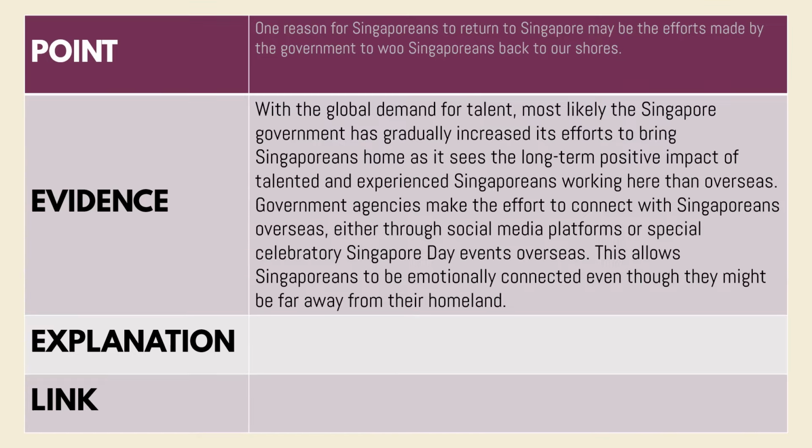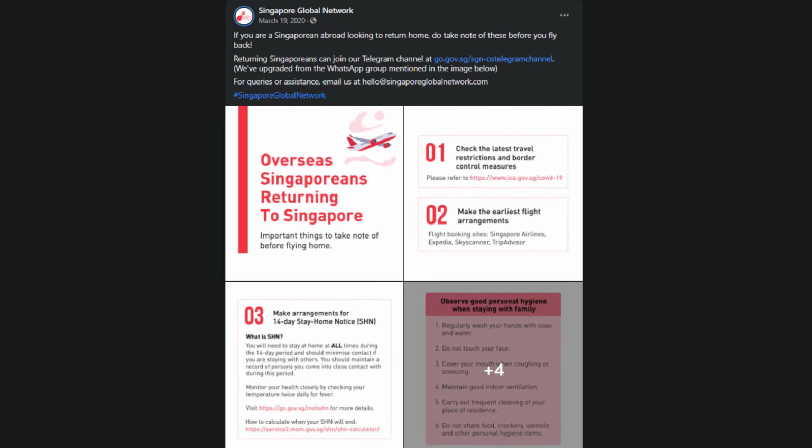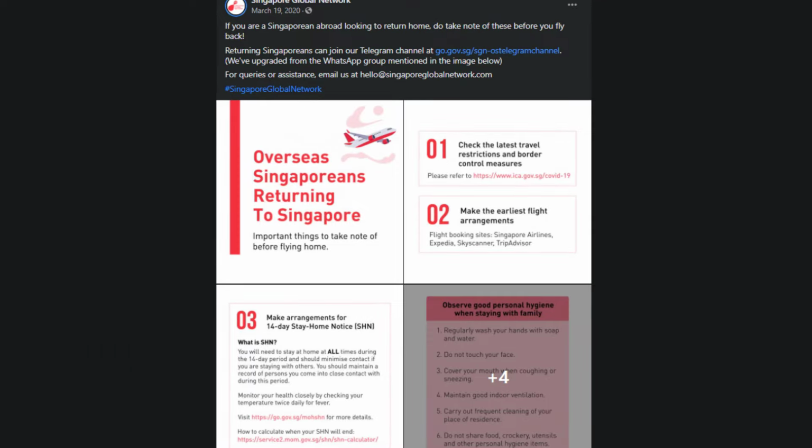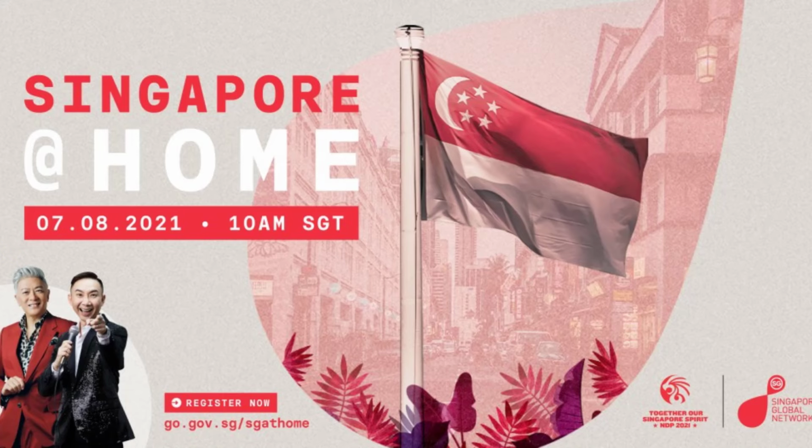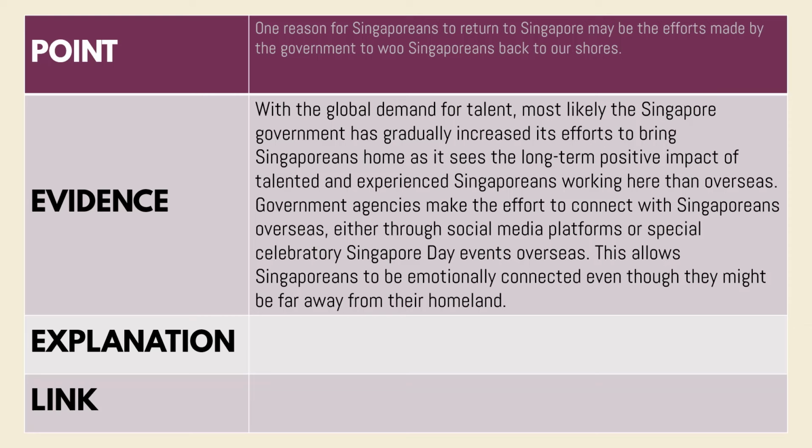Next, we look at the evidence. We'll talk about the global demand of talents, and they gradually increase its effort to bring back Singaporeans, because you can see the long-term positive impact of talented and experienced Singaporeans working here rather than overseas. And we're talking about government efforts, right? So where does it come from? From government agencies, obviously. So they make an effort to connect. How? Through social media platforms or events such as Singapore Day. There are such days, but they are only celebrated overseas. This allows Singaporeans to be emotionally connected.